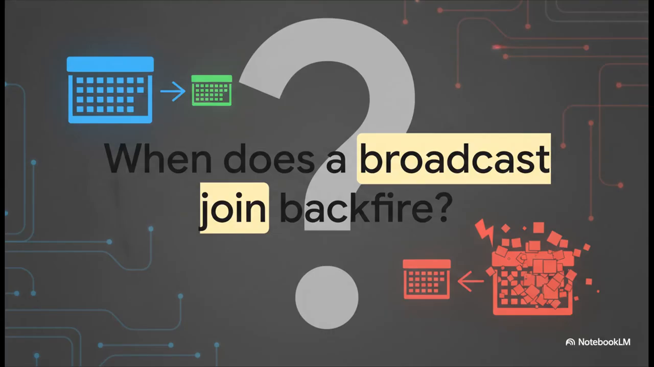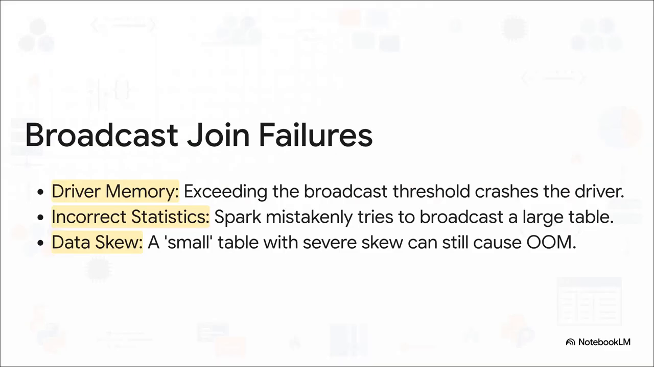Broadcast joins are usually your best friend for joining a big table with a small one, but they have a pretty spectacular way of failing that you absolutely need to know about. The most important detail to mention here is the driver's memory. See, a broadcast join works by sucking the entire small table into the driver node's memory first, before it ships it out to all the worker nodes.